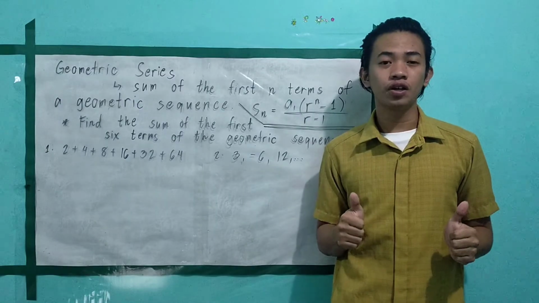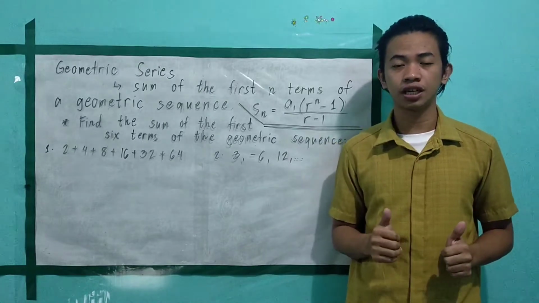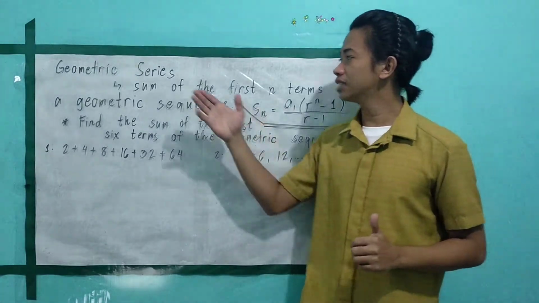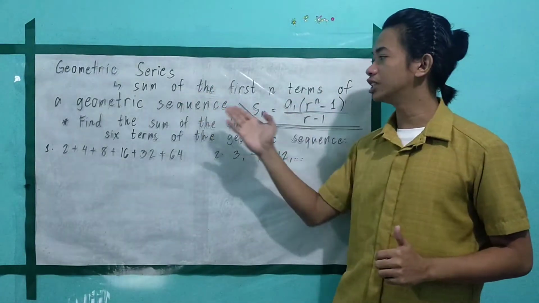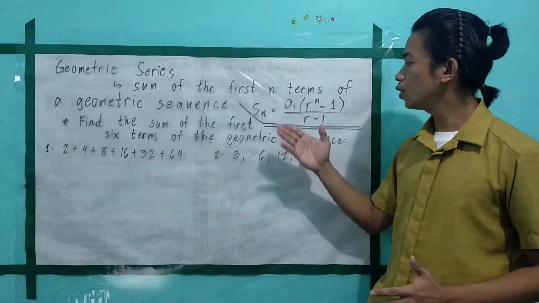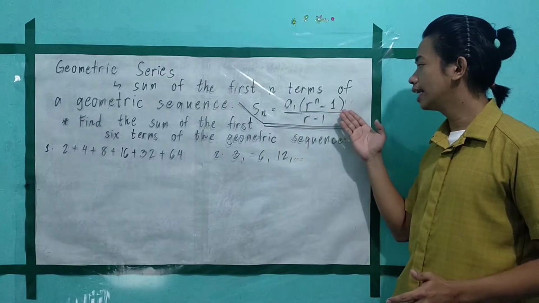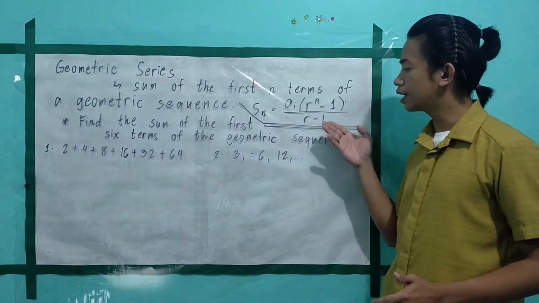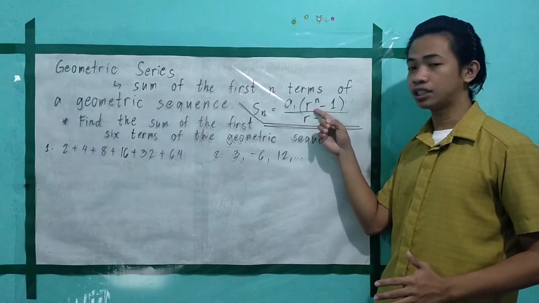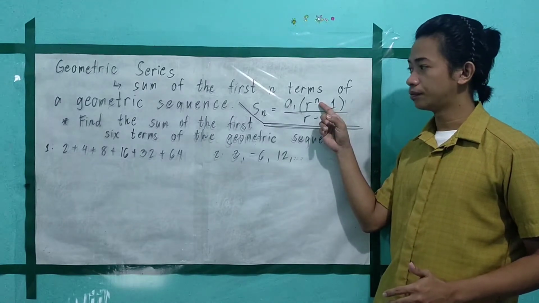In this video, you will learn how to find the sum of the terms of a given geometric sequence. Geometric series. When we say geometric series, it is the sum of the first n terms of a geometric sequence. Geometric series is denoted by the formula S sub n is equal to a sub 1 multiplied to r raised to n less 1 all over r minus 1, where a sub 1 is the first term, r is the common ratio, and n is the n term.